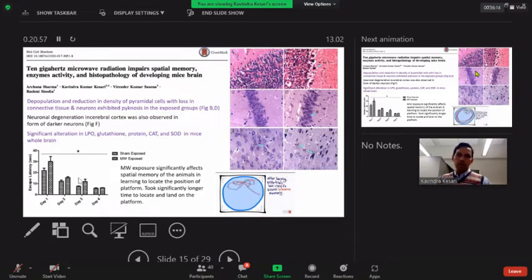So let's complete this video. The normal animal always takes less time to reach the platform, and the microwave exposed animals always take more time to reach the platform. With the increasing days, at some point it becomes normal, but it's somehow affecting the memory also, this microwave radiation. It's very high power, actually 10 gigahertz. It comes under very high power radiation.